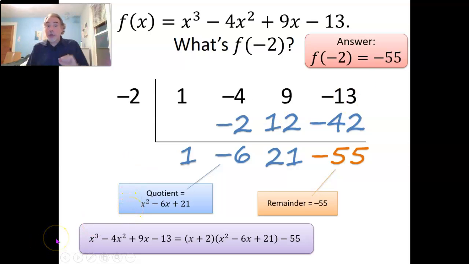And the reason the remainder theorem works is because we can take our original polynomial function, write it as x plus 2 times whatever we got for the quotient plus the remainder. Then if we come along and plug in negative 2 for x, negative 2 plus 2 gives us 0. 0 times this other thing is 0, and then that plus the remainder is the remainder, negative 55.